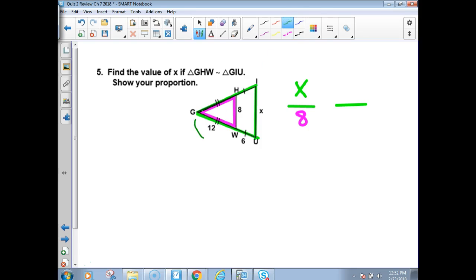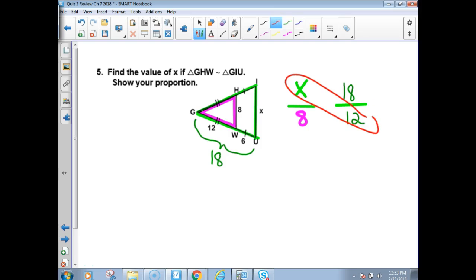So it would actually be 18 because I had to add 12 and 6. So this would be X, a whole side to a whole side. X is to 8 as 18 is to, and then what number I would use for that would be the 12, which is part of the pink triangle there. This would be the setup we need for this problem.